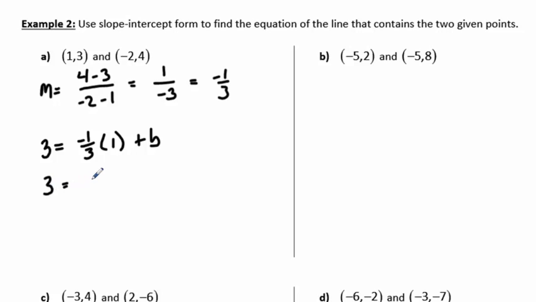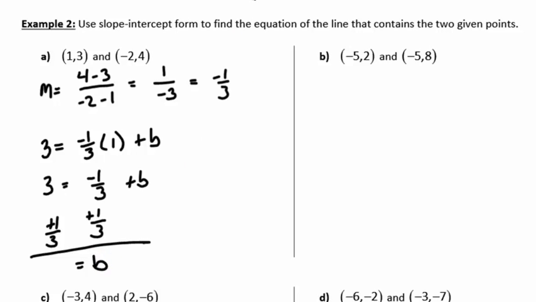And let's simplify and solve. I've got 3 equals negative 1/3 plus b. We're going to have to add 1/3 to both sides. So my b value is going to be equal to 3 plus 1/3. 3 is 3 over 1, so 3 is 9/3. And if you add 9/3 to 1/3, you get 10/3. So the equation of our line is negative 1/3 x, negative 1/3 is our slope, plus 10/3 is our b value.